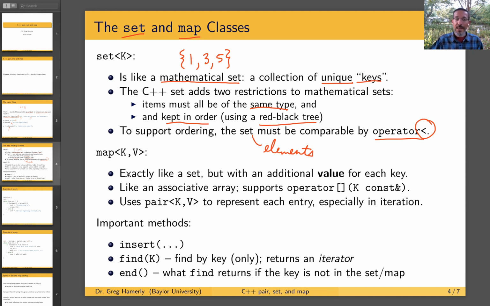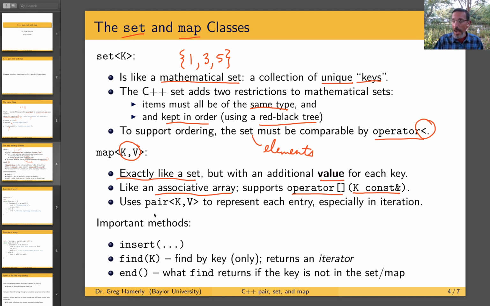Now, a map is exactly like a set, but with one extra thing. You'll notice that map has two templated types here, K and V, K for key, V for value. It has a value with it, which is associated with each key. And you can think of this as sometimes what's called an associative array. In other words, it supports the operator bracket lookup with a key. Okay, and I'll show you an example of that in a minute if that's not clear. But we can use the syntax of what looks like an array lookup, even though it's not actually an array. That's why we call it an associative array.